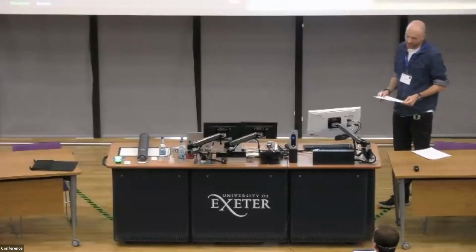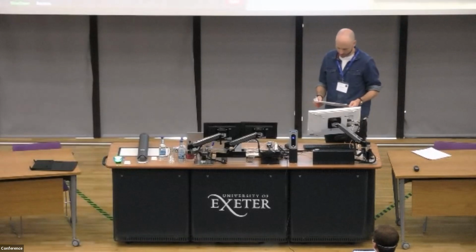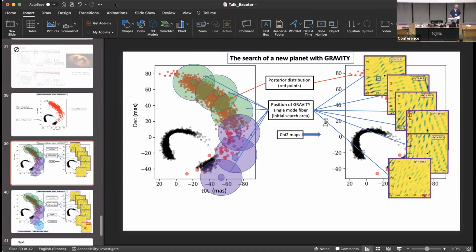Next speaker is Sylvestre Lacour from LESIA. He will talk about the interferometry detection of exoplanet and characterization.